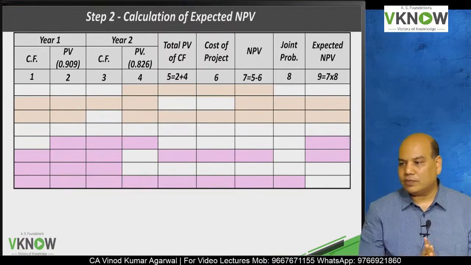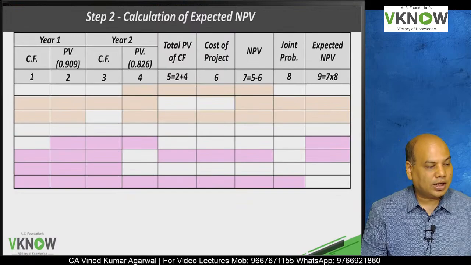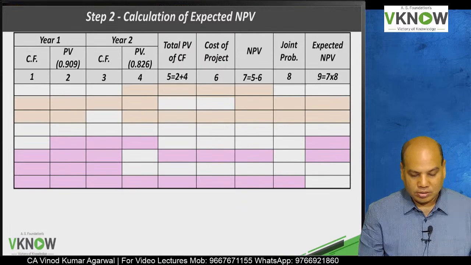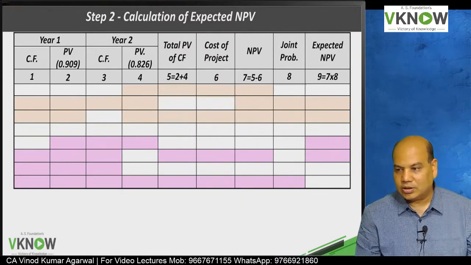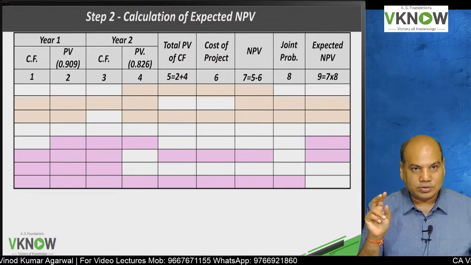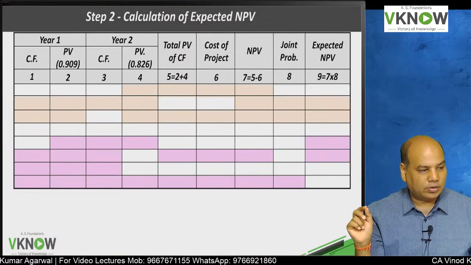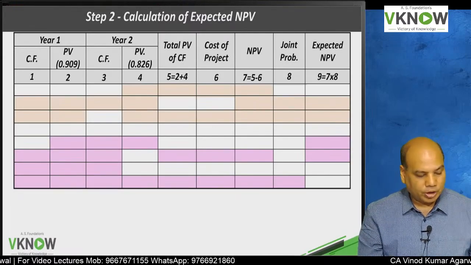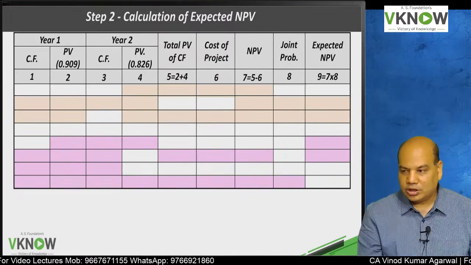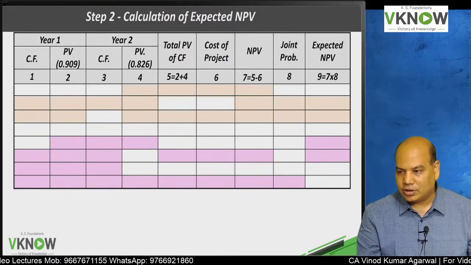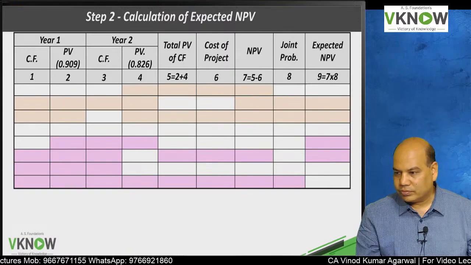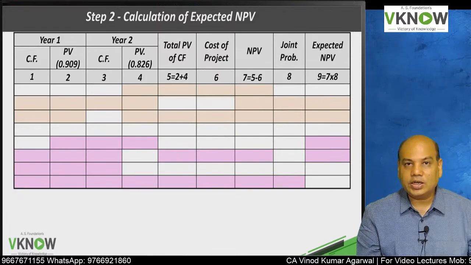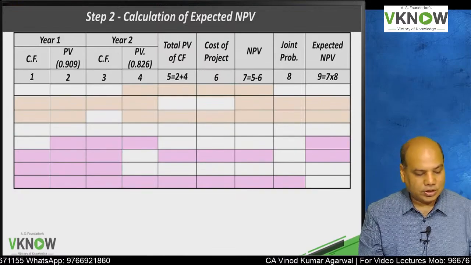So we'll draw a total of 9 columns. Take a pencil, pen, calculator, scale and draw. First column, write year. Under year, 2 columns, cash flow, present value. Under present value, write down the factor of year 1, 0.909. 0.909 is the factor of year 1. Year 2, 2 columns, cash flow, present value, second year factor is 0.826.